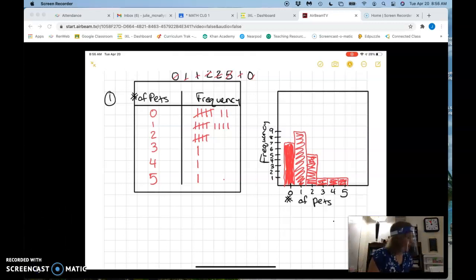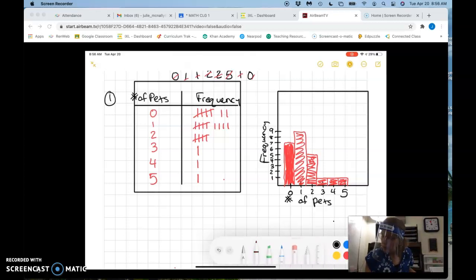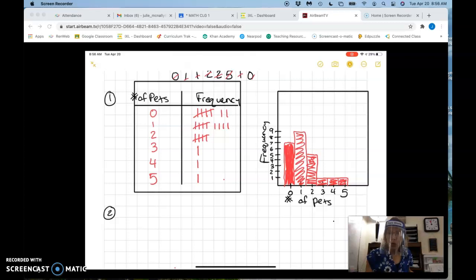Number 2 says, how many families own 2 to 3 pets? So look at your information. How many families own 2 to 3? 2 to 3, like 2 or 3. 6. Okay. How many families own more than 3 pets? More than 3. 2. Good.